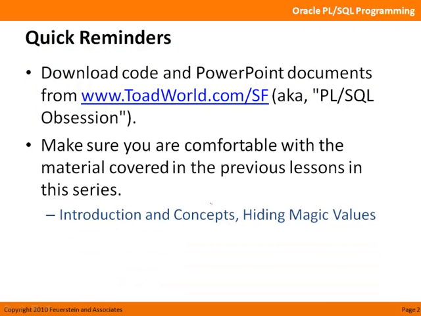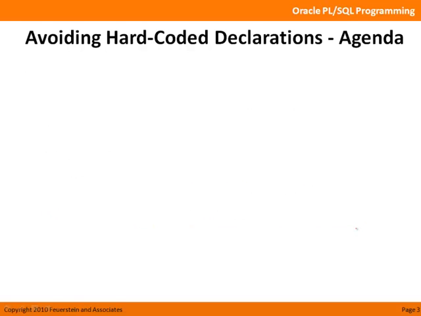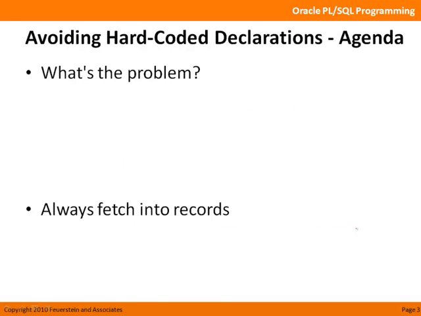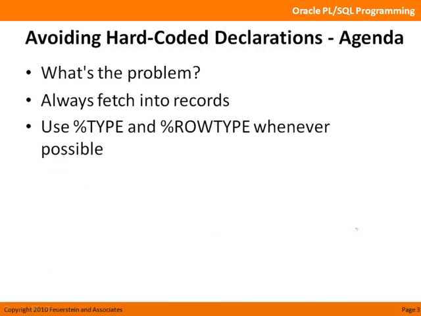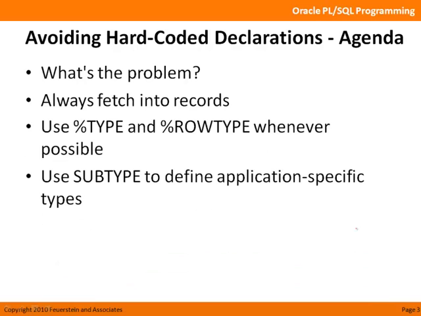Next, make sure that you're comfortable with the material covered in the previous lessons in this series. Most importantly, introduction and concepts. What is hardcoding? What's the opposite of hardcoding? Why is it a problem? Hiding magic values and other aspects of hardcoding. But in this lesson, what I want to do is talk about hardcoding that occurs in declarations. So, what's the problem? We'll take a look at fetching into records, using %type and %rowtype whenever possible. Use subtype to define application-specific types.